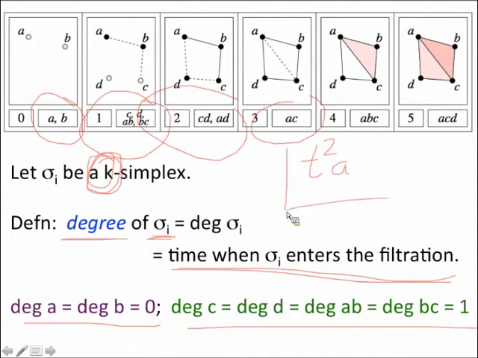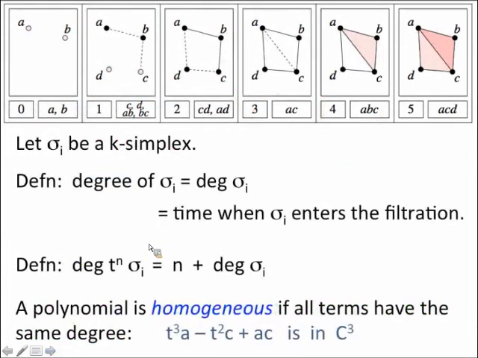But I also need to know the degree of t squared times A, because I want to be able to move things into the higher degrees, into the later time. So I want to be able to distinguish between being at time 0 and the fact that this thing is at time 2. And I can do that by multiplying by multiples of t. So we will talk about the degree of t to the n sigma I, which will just be the degree of sigma I plus the degree of t, which is n.